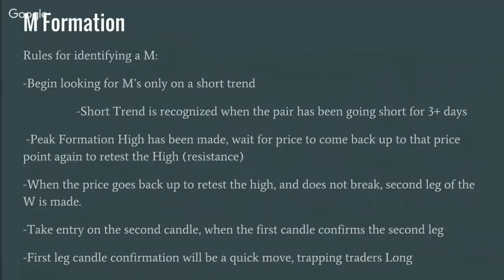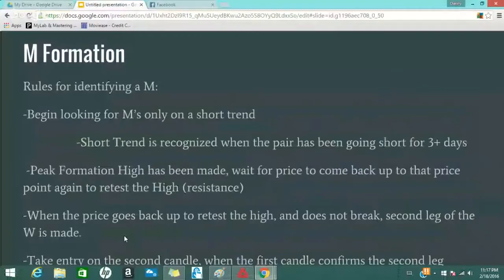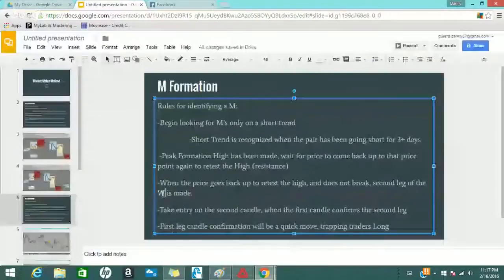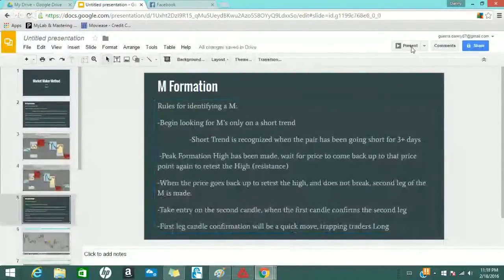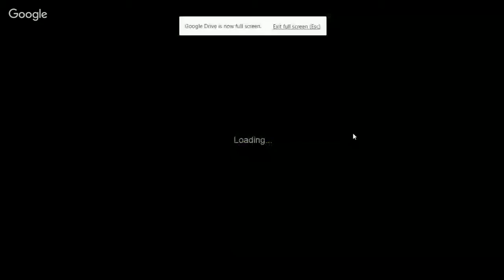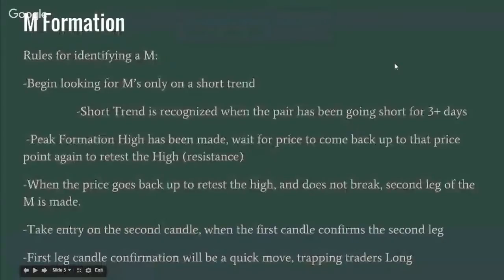So when it goes up to retest that high and does not break it, what do we have? Second leg of the M, not the W. Don't get confused, it's supposed to be M. Don't panic. When the price goes back up to retest and does not break, the second leg of the M is made.